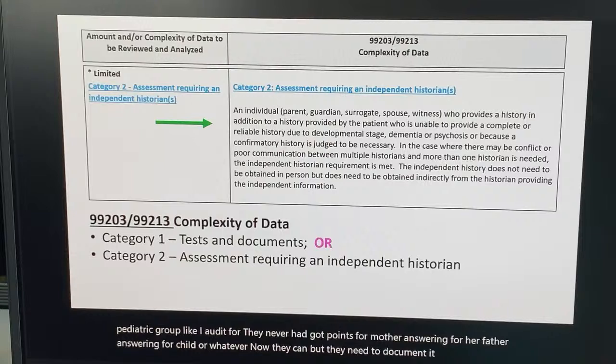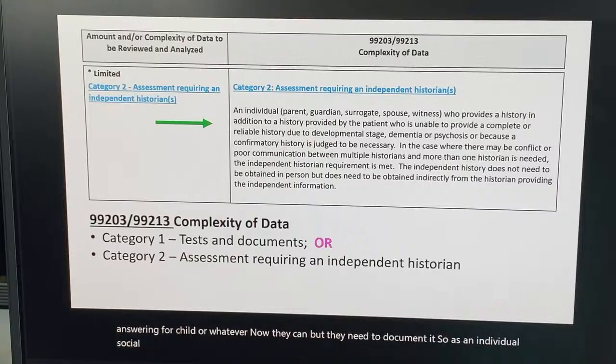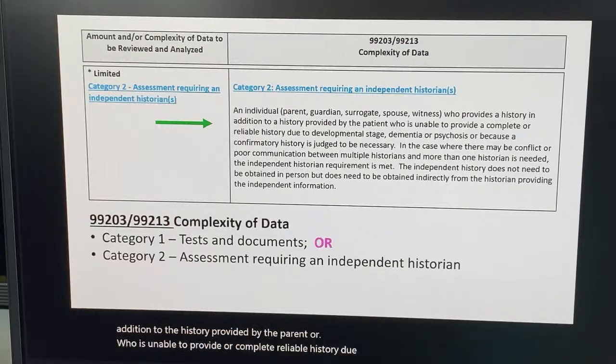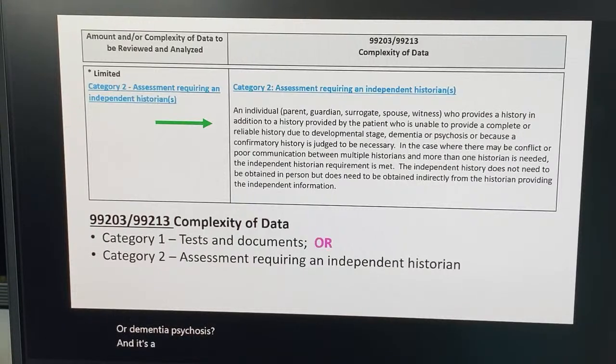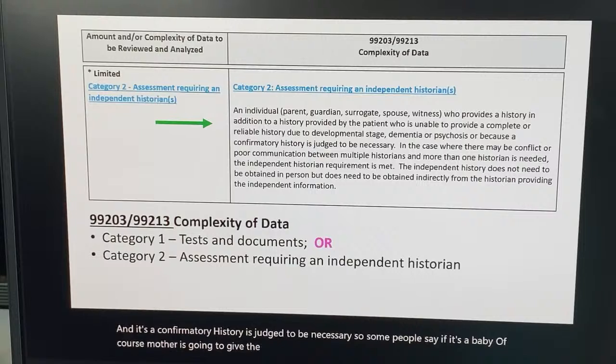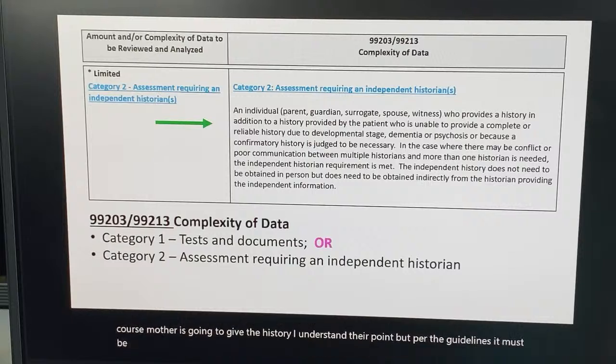So it's an individual, so it's your parent, guardian, surrogate, spouse, witness, who provides that history in addition to the history provided by the patient, or who is unable to provide or complete reliable history due to either developmental stage or dementia, psychosis, and a confirmatory history is judged to be necessary. So some people say, well, if it's a baby, of course mother's going to give their history. I understand their point, but per the guidelines, it must be documented who gave that history.